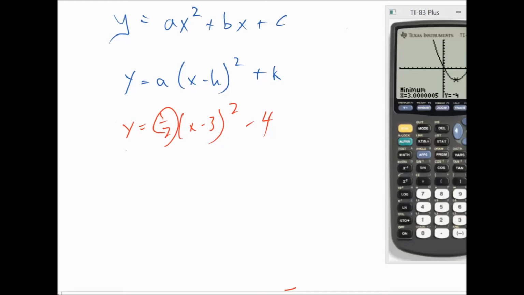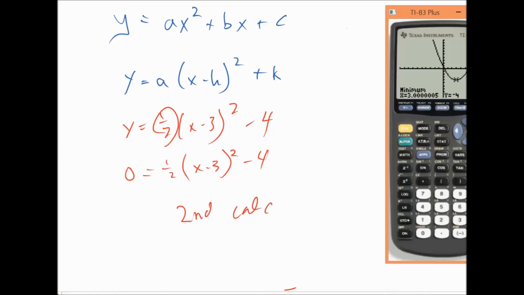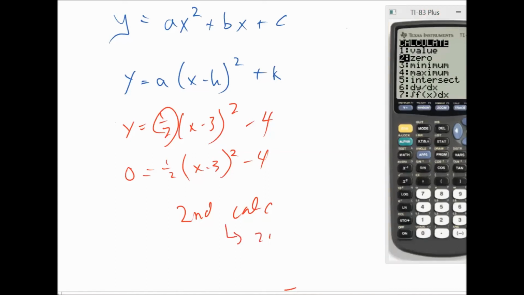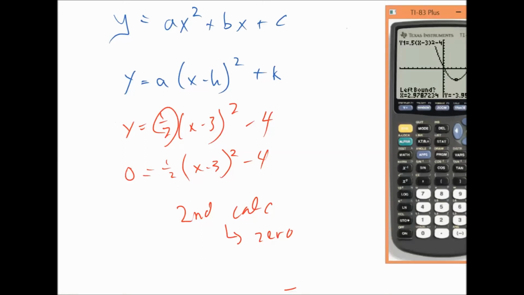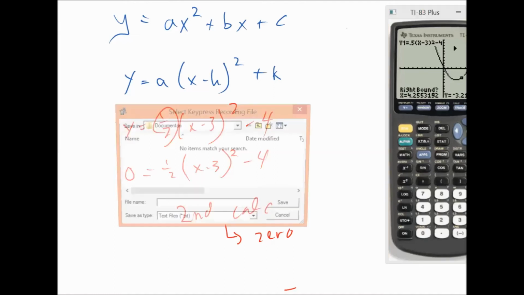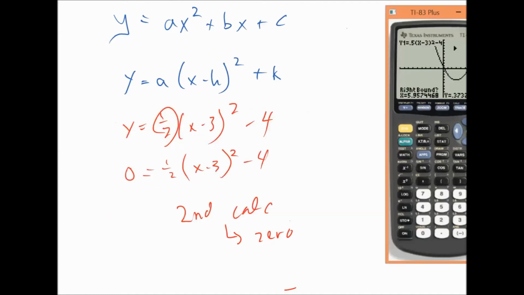Now we could of course plug 0 into here and solve for the x-intercepts. That's very possible. Or we can just calculate the x-intercepts where we find the zeros. So you're going to hit second, calculate, zero. And it's going to say left bound, so we go to the left of one of them, like here. We have to go to the right of it as well. And we'll say enter. And it's going to say x equals 5.828.